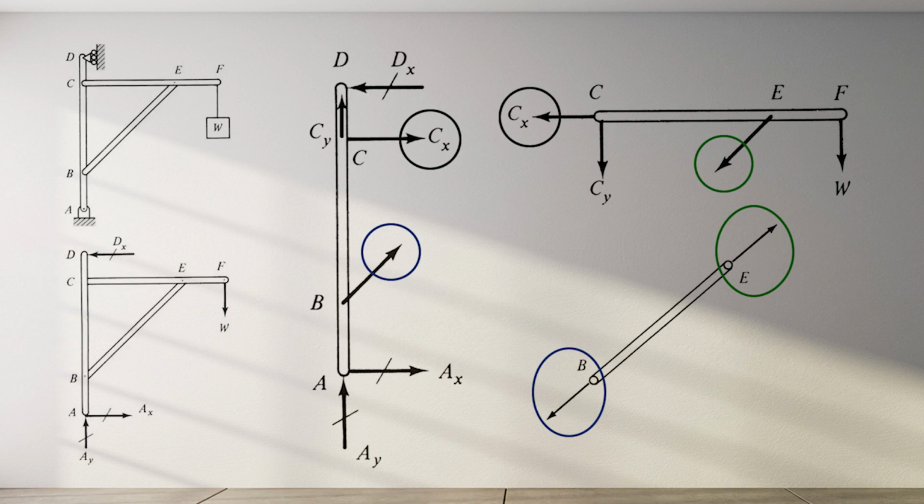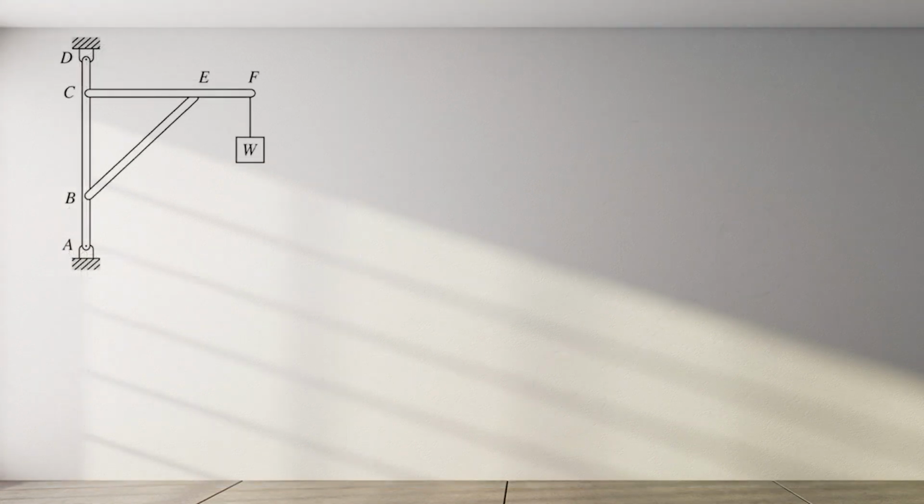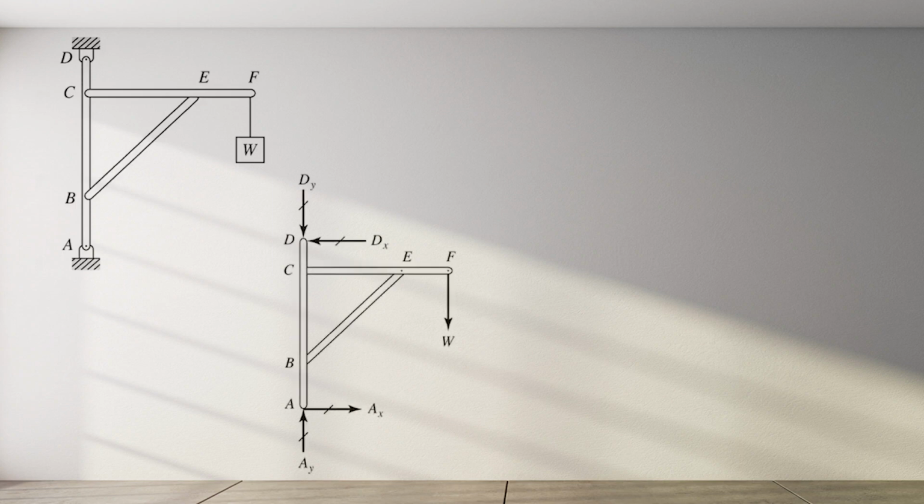This method of disassembling frames and machines can also be used for problems that are otherwise statically indeterminate. The frame in this figure is identical to the previous figure, except that the roller at D has been replaced by a pin connection. Notice that there are now 4 unknown external forces acting on the assembled structure, but only 3 equations are available to describe the conditions for its equilibrium.